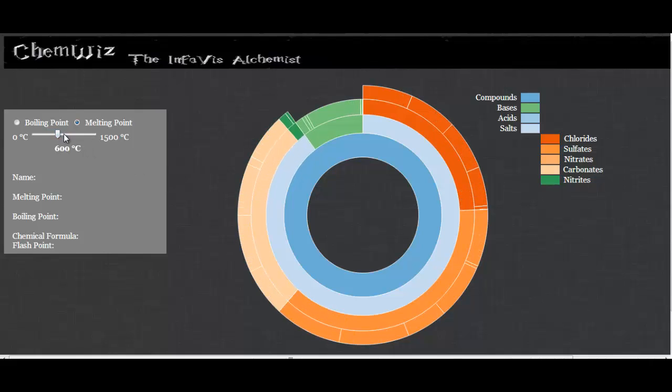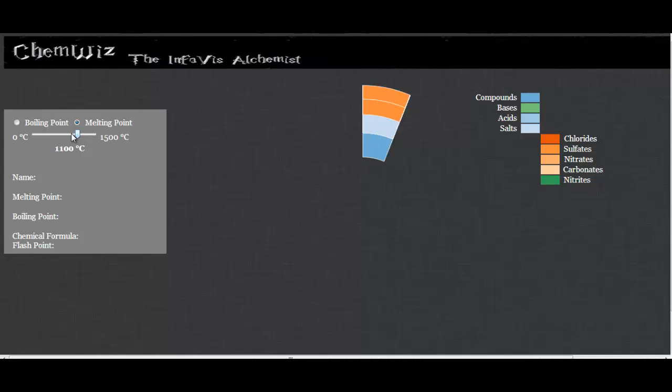As the melting point increases further, we see that the salts remain visible, meaning there are salts in solid state even at such high temperatures. This viz has the potential of drawing further insights by experts in this field.